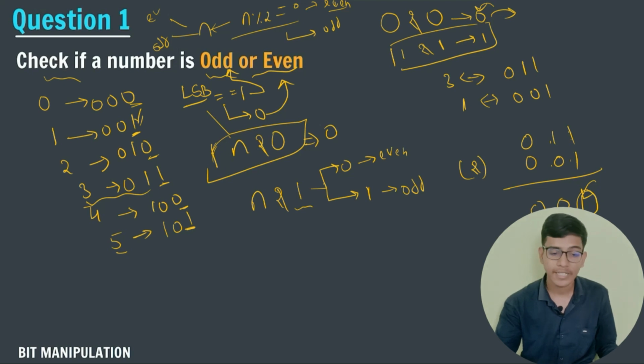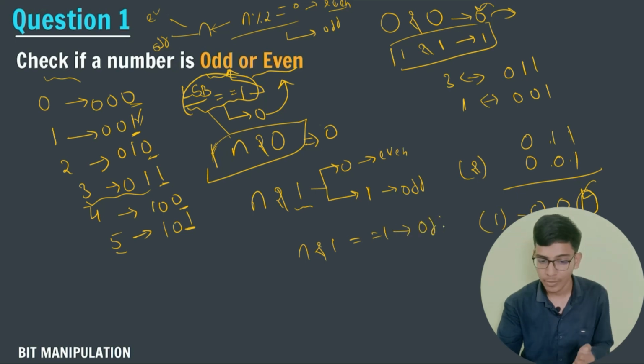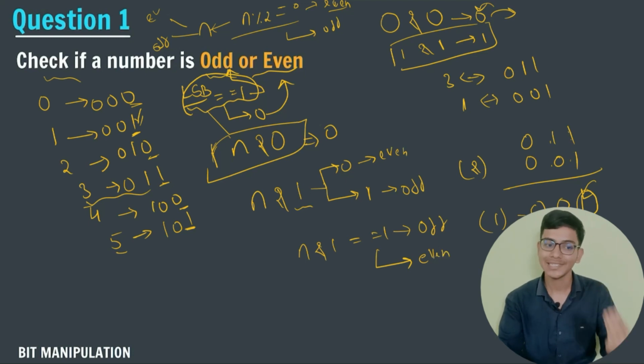So if what I told you, that if my least significant bit is 1, then the given number is odd. If it is 0, then the given number is even. So here can I write that n and 1 is equal to 1, this is 1 in decimal. If it gives me 1, then the given number is odd, else the given number is even. So this is the logic for finding whether the given number is even or odd using bitwise operators.